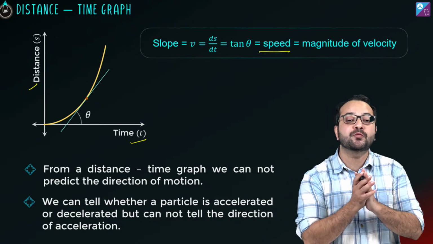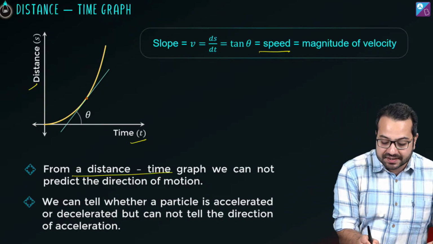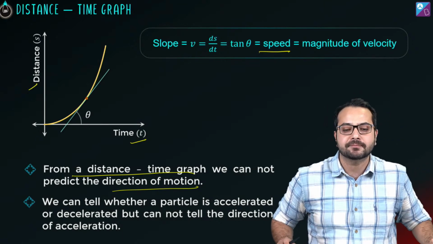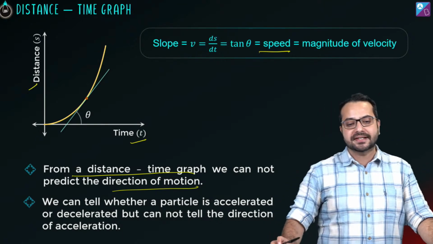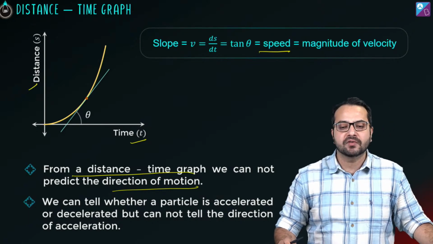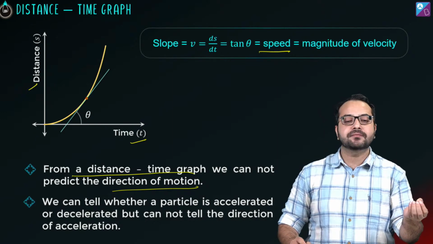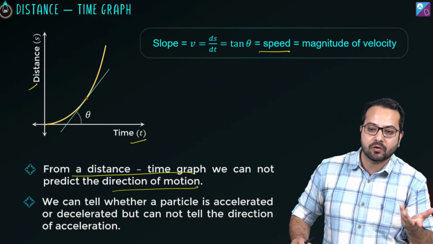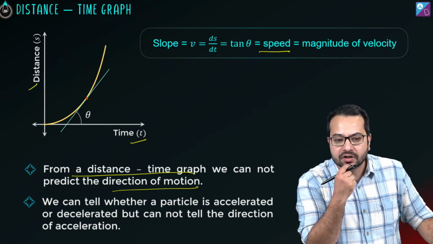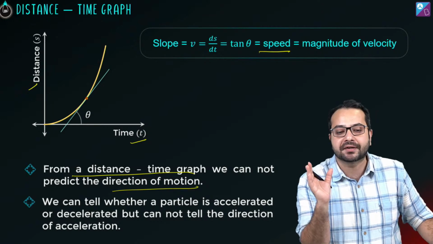नाउ देयर आर सर्टेन थिंग्स वी कैन नॉट फिगर आउट फ्रॉम द डिस्टेंस टाइम ग्राफ. From a distance time graph, we cannot predict the direction of motion. Can we predict the direction of motion? Obviously, we cannot, because we have no idea about the direction of velocity. ठीक है, speed मेरे को direction तो नहीं बताता है ना. So we cannot predict the direction of motion from a speed time graph.